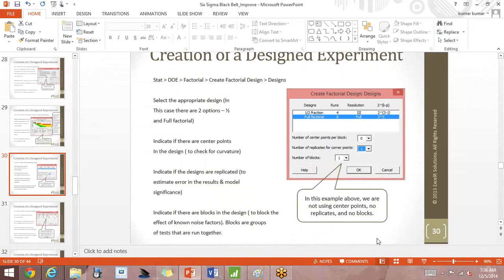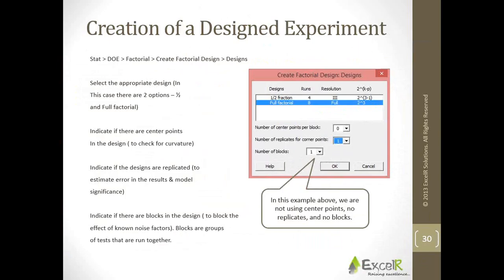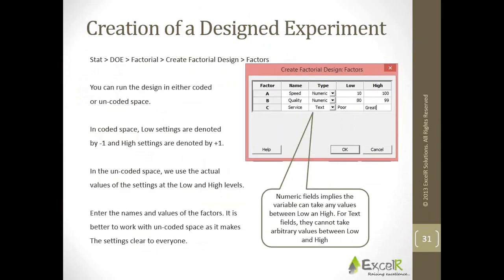What is the next option? The next option is entering the factors. You can run the design in either coded or uncoded space. What do you mean by coded and uncoded space? In coded space, low settings are denoted by -1 and high settings are denoted by +1. You have done some coding kind of, right? In the uncoded space, we use the actual values.